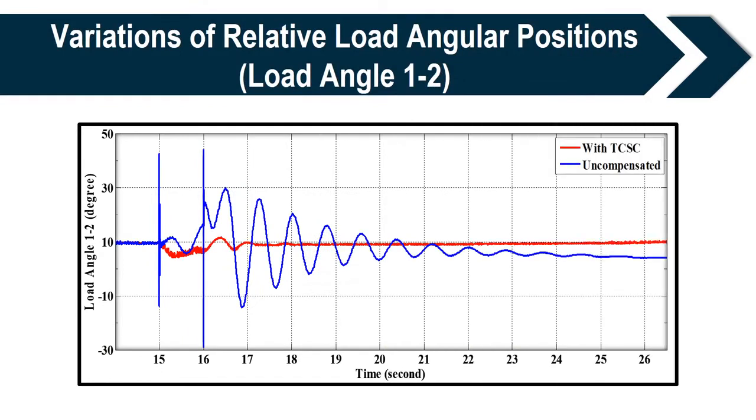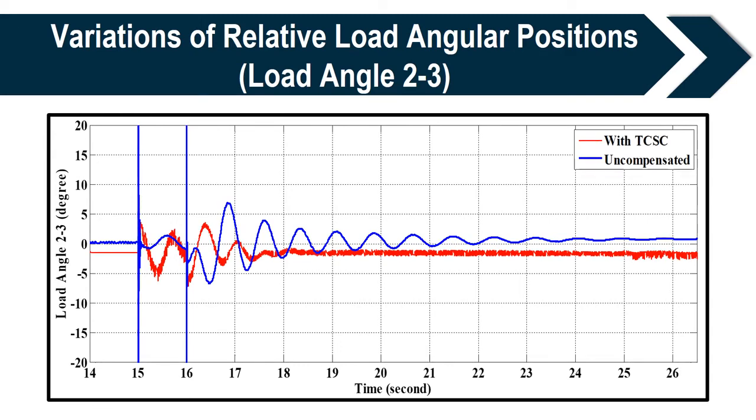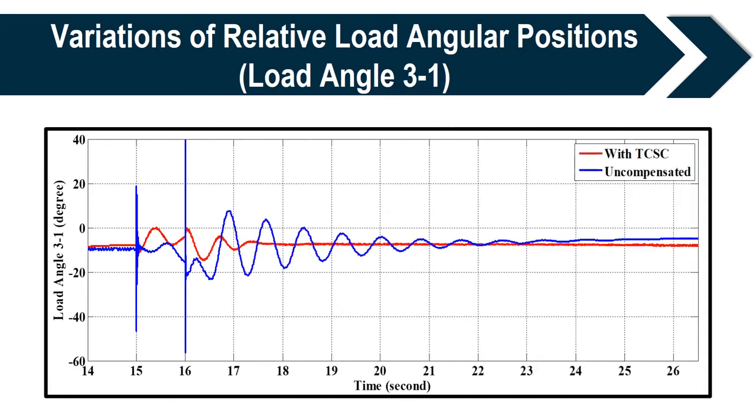So now let us see what are the results for the variation of the load angle. So these are the results which I got. This is the variation of the relative load angular position, that is load angle 1 to 2. So basically, as I told you, we inserted the fault at different locations and then we compared the results. So this is the result for location number 2, and this is the variation of relative load angular position 2 and 3. Similarly, variation of relative load angular position, load angle 3 and 1.